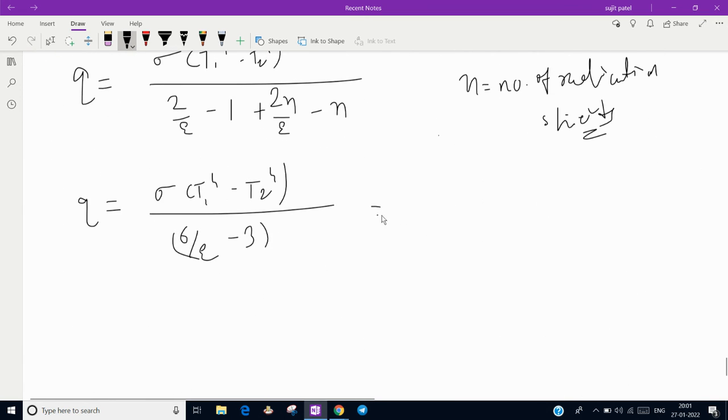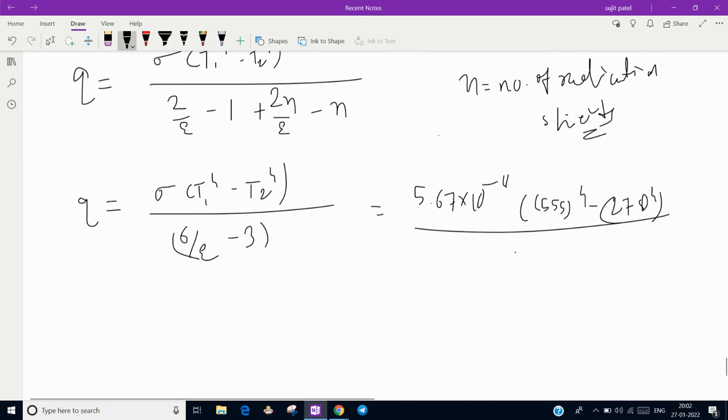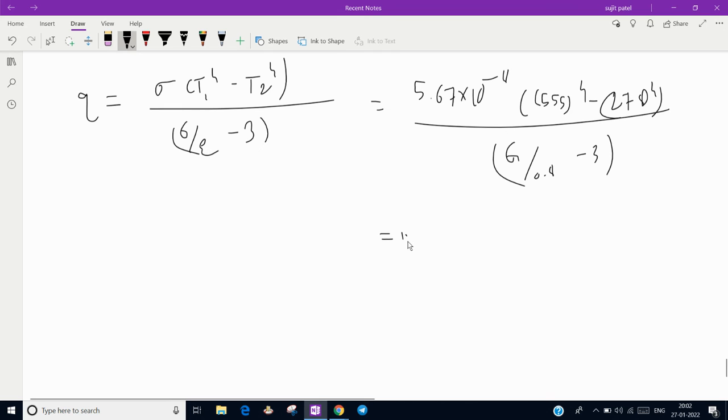Now we have the given value of the Stefan-Boltzmann constant, 5.67 into 10 power minus 8, times (555 power 4 minus 278 power 4), divided by (6 by 0.8 minus 3). When you solve this, you will get the heat flux as 1120.2 watt per meter square. So this is the heat flux.